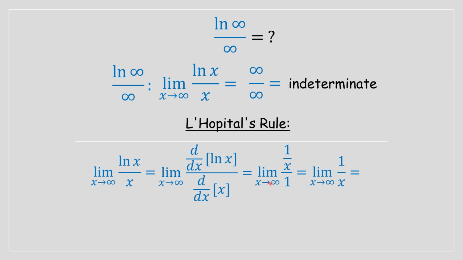If you were to replace x with infinity, 1 divided by infinity, I know it's a concept, but think of it as a very large number. You take a 1 and then you divide it by a super large number, you are going to end up with an answer of 0, and therefore ln of infinity divided by infinity is actually equal to 0.